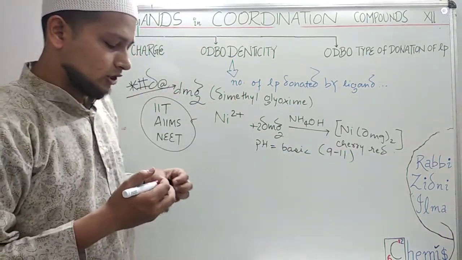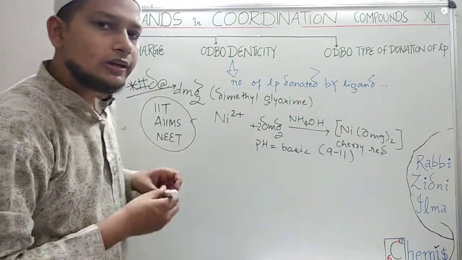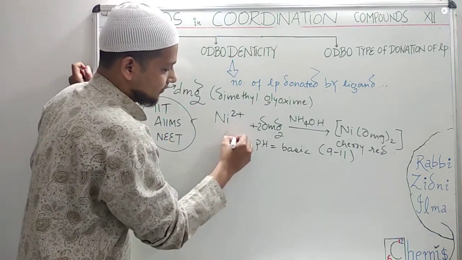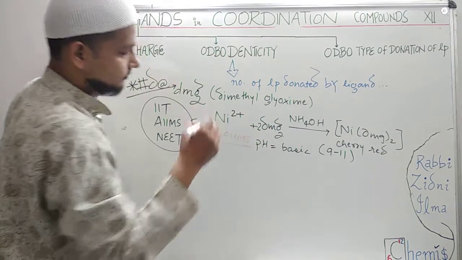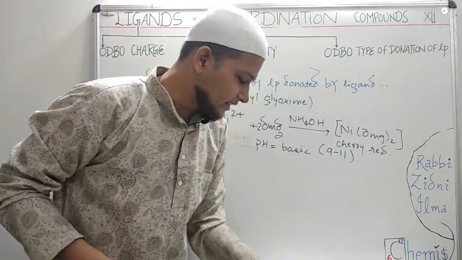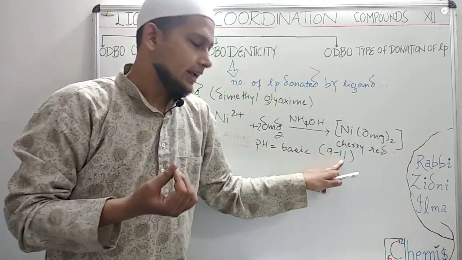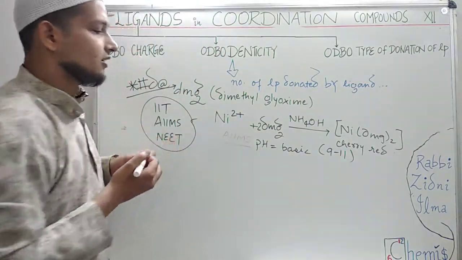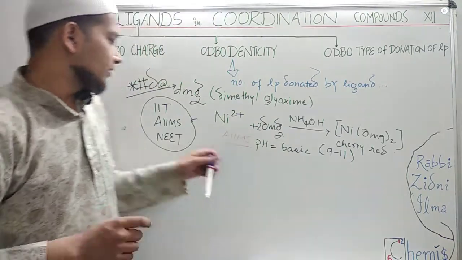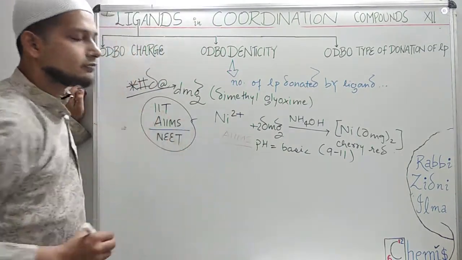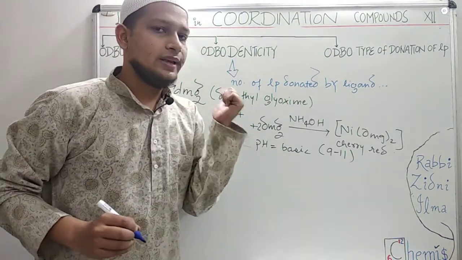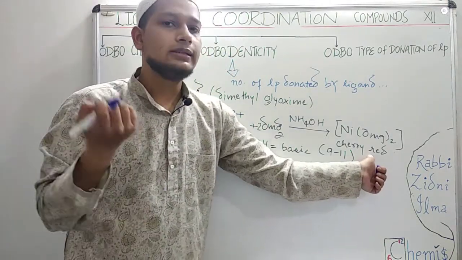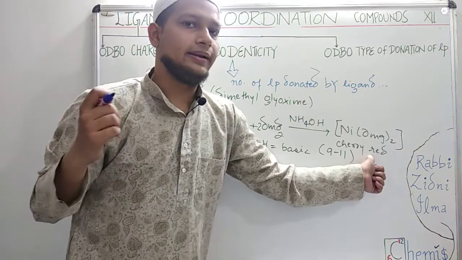This is the first question asked in our exam. What is the pH at which this reaction occurs? It has been asked in AIIMS. So the pH is 9 to 11, or we can say it occurs in basic medium. So the first question done. Next up, it has been asked what is the color of the complex, that is cherry red or dark red, or you can say brick red.